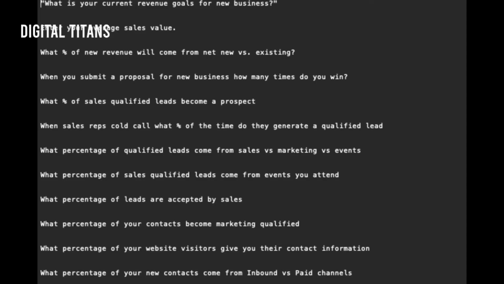What percentage of qualified leads come from sales versus marketing versus events? Brilliant point to look at, because you get a segmentation of all these activities, so you know where to spend your money, time, and efforts. What percentage of leads are accepted by sales? Which will define the lead quality, of course. What percentage of your contacts become marketing qualified? What percentage of website visitors give you their contact information?